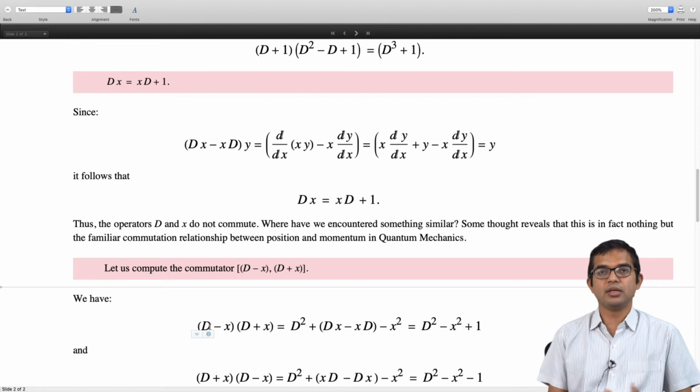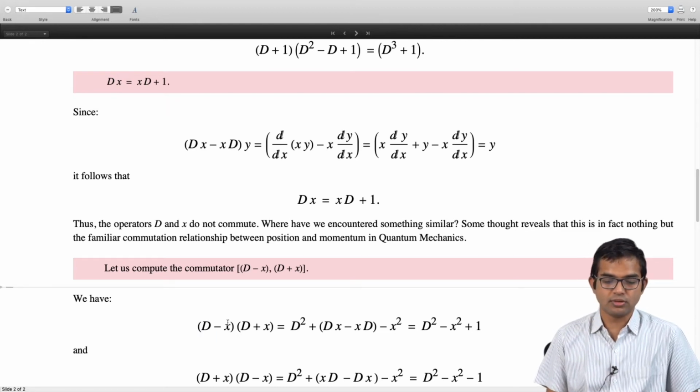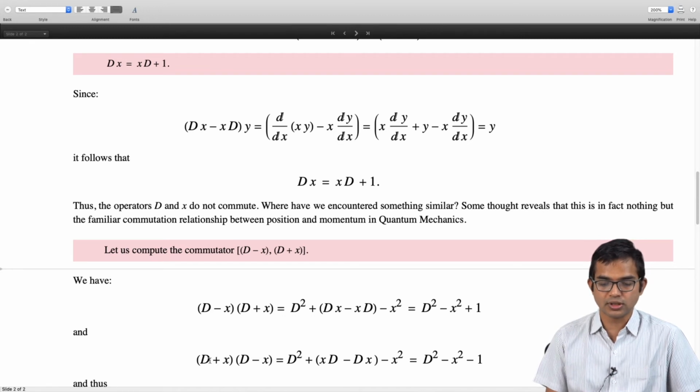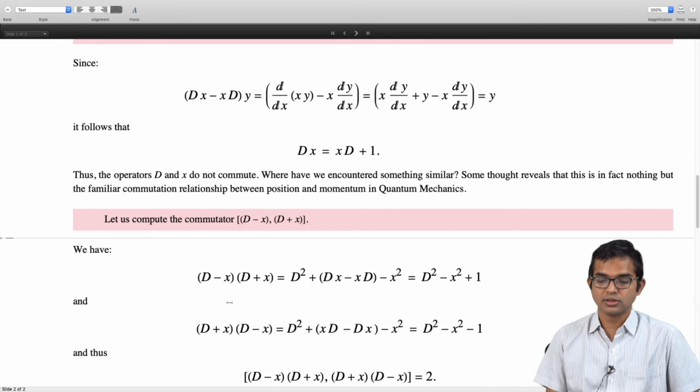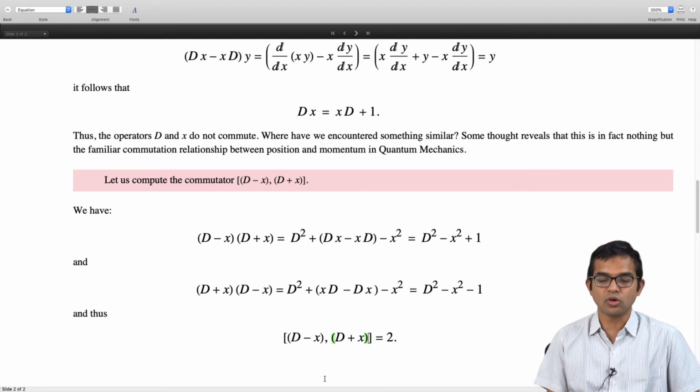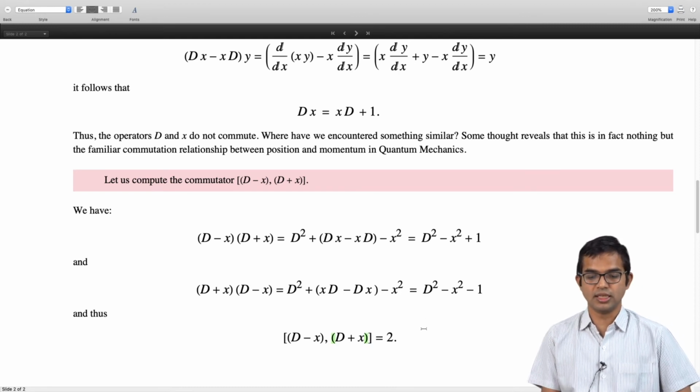In regular algebra you would have thought that something like a minus x into a plus x is just a squared minus x squared, but here you get this extra 1, which makes all the difference. On the other hand, you should convince yourself that if I do d plus x times d minus x, I get d squared plus xd minus dx. So there is a minus sign here, minus x squared remains as it is, so you get d squared minus x squared minus 1. If I subtract these two quantities, I will get a 2. So the commutator d minus x comma d plus x is equal to 2. So they don't commute. That's the main message from this discussion.